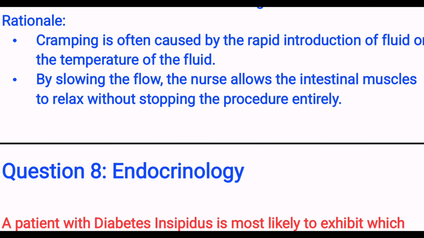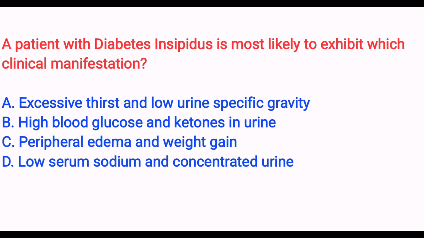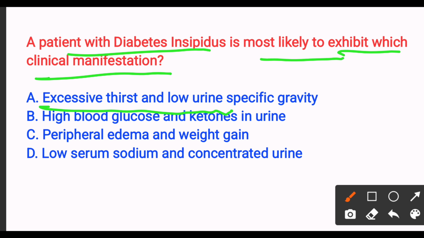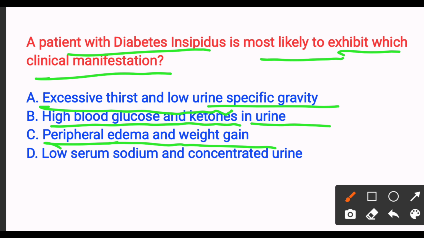Next, a patient with diabetes insipidus is most likely to exhibit which clinical manifestation? Option A, excessive thirst and low urine specific gravity. Option B, high blood glucose and ketones in urine. Option C, peripheral edema and weight gain. Option D, low serum sodium and concentrated urine.